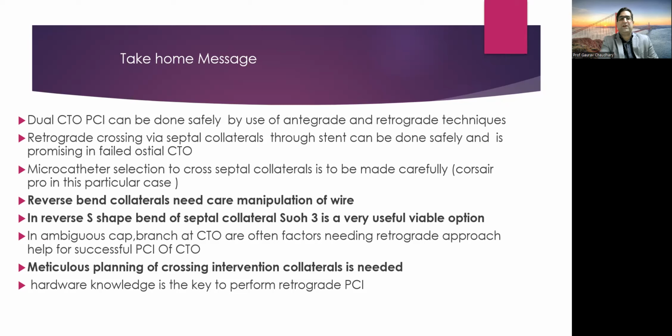And many times, if we get the reverse S-shaped bends, we can use the SUO wire and a Filter XT to negotiate these septal collaterals. And in case of ambiguous cap and branch at the CTO, often the antegrade approach would not suffice, and we would need a retrograde approach. And in this particular patient, we had good CC2 collaterals, so that helped as a distal marker wire. And the meticulous planning of crossing the interventional collateral was needed. And hardware knowledge is the key to perform the retrograde PCI.